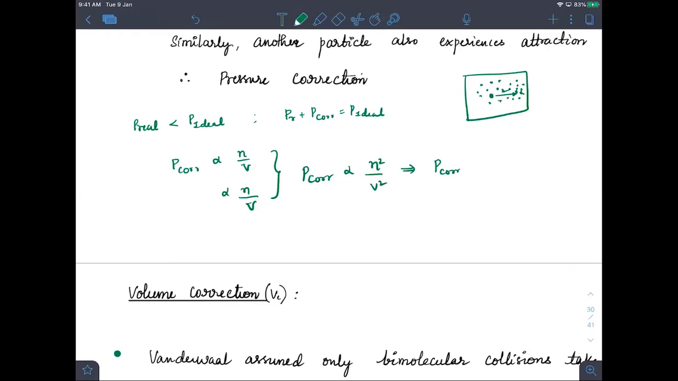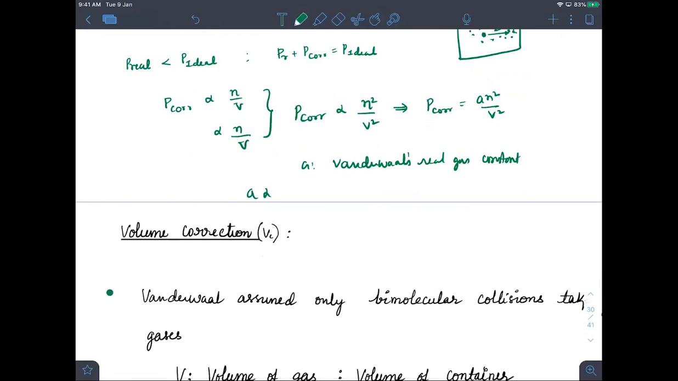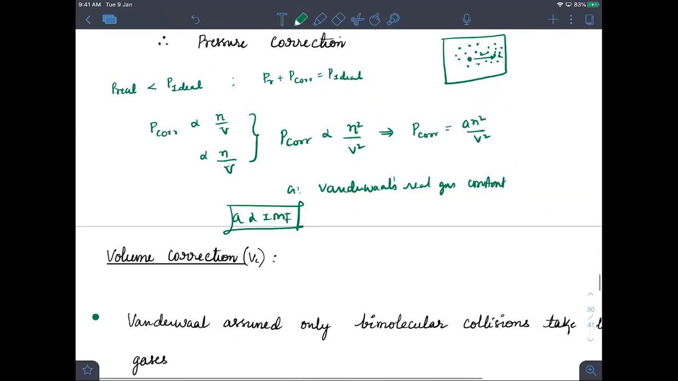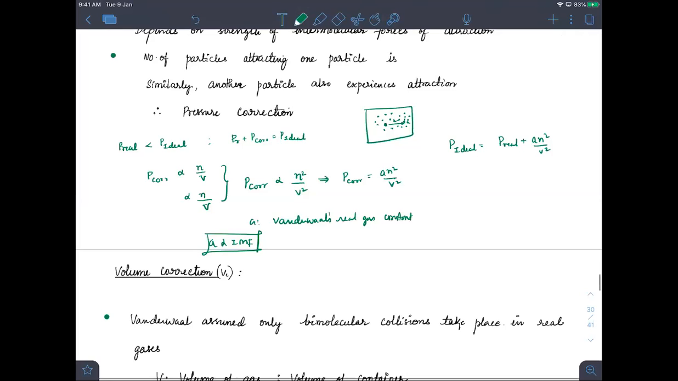So making this into an equation, a constant will come, and this constant is what we call the van der Waals real gas constant. Now this constant A will always be dependent on intermolecular forces. The more the intermolecular forces, the more will be the value of A. So this is one correction which you will observe. Therefore, the ideal pressure must be the real pressure of the gas plus A n square by V square. So this is the factor which you will come across.